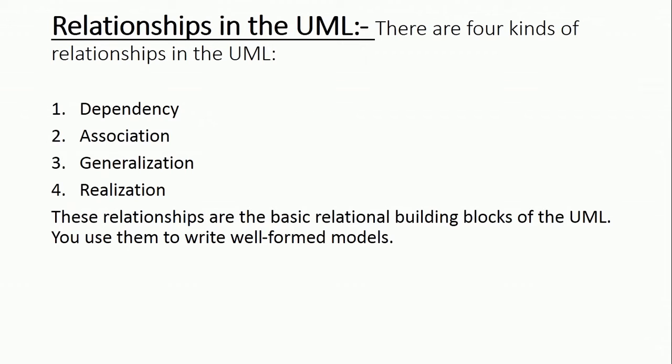Now, relationships in the UML. There are four kinds of relationships in the UML. One is dependency, another is association, generalization, and realization. And these relationships are the basic relational building blocks of the UML. You use them to write well-formed models. So we will see them one by one.